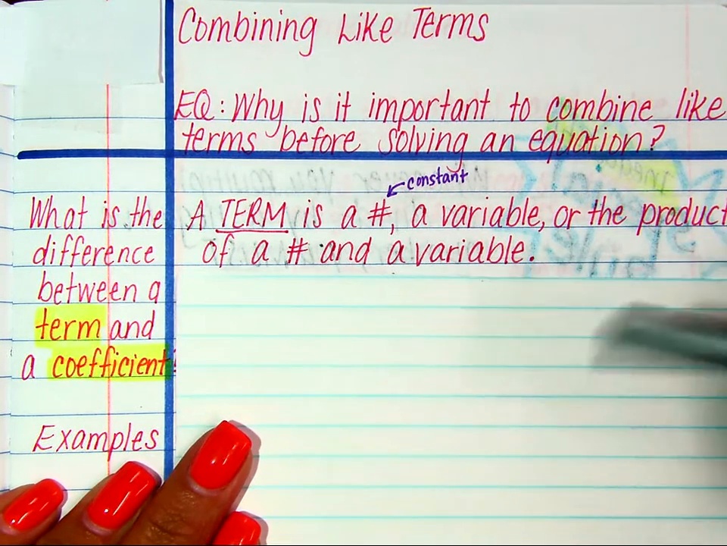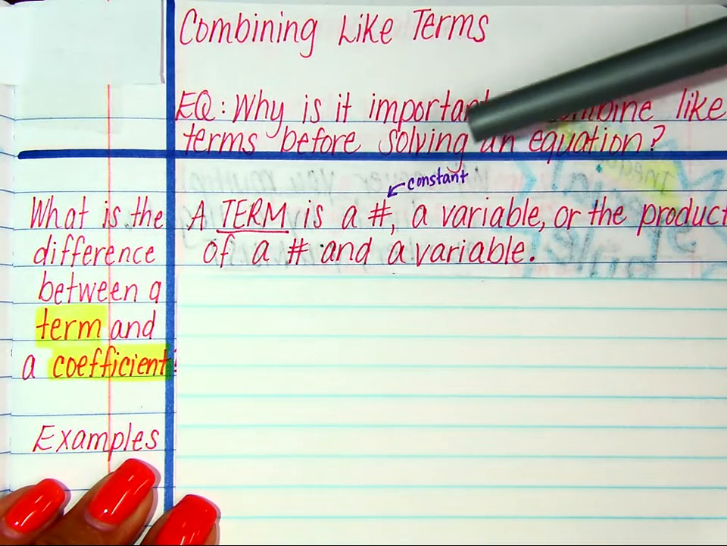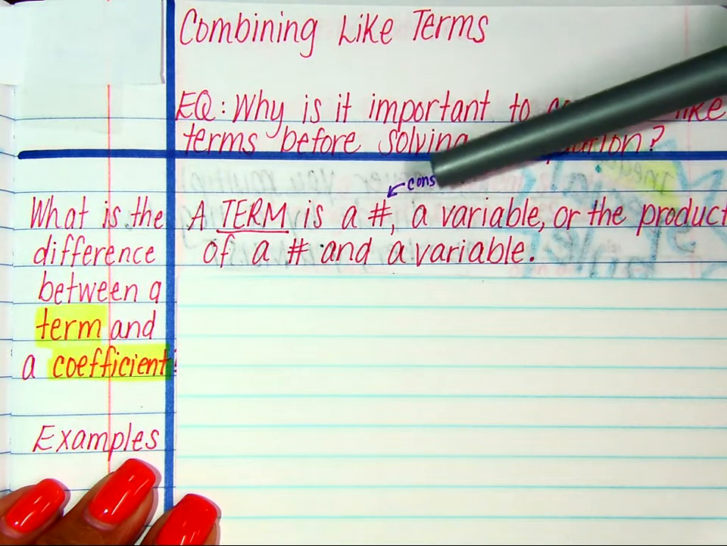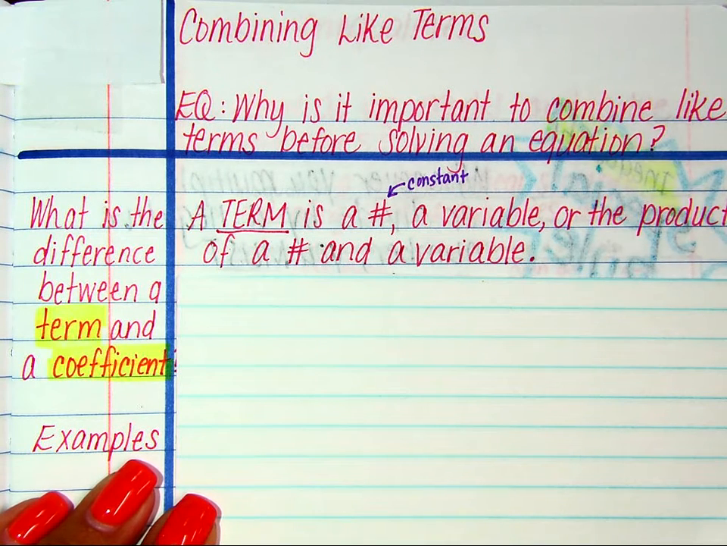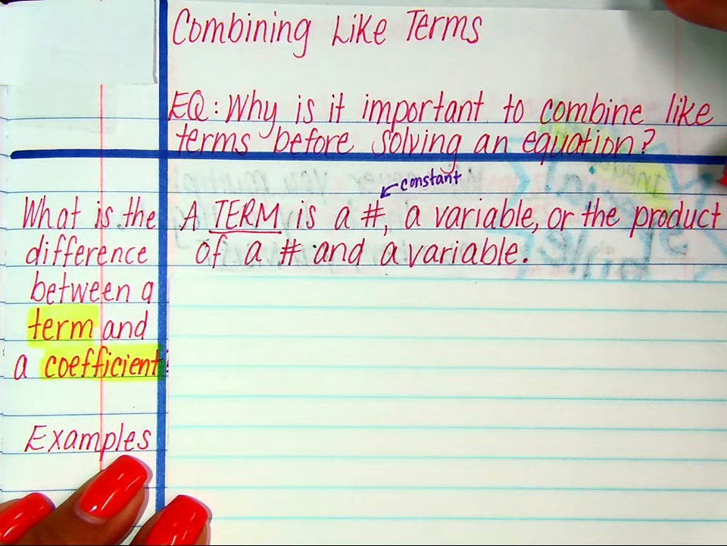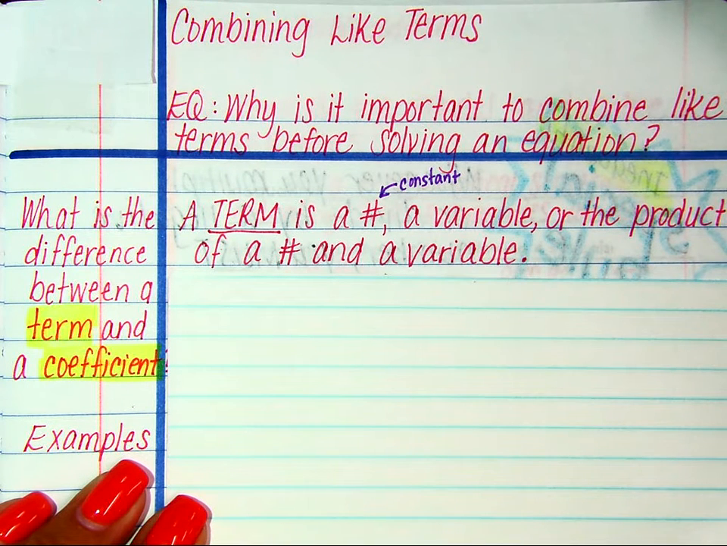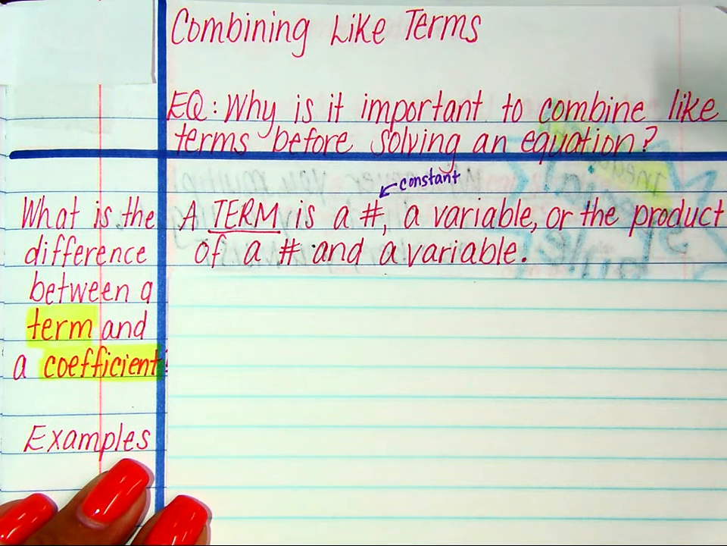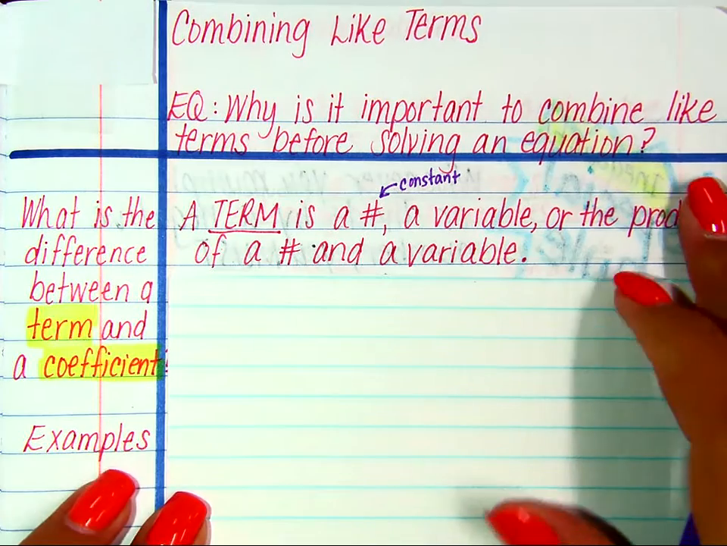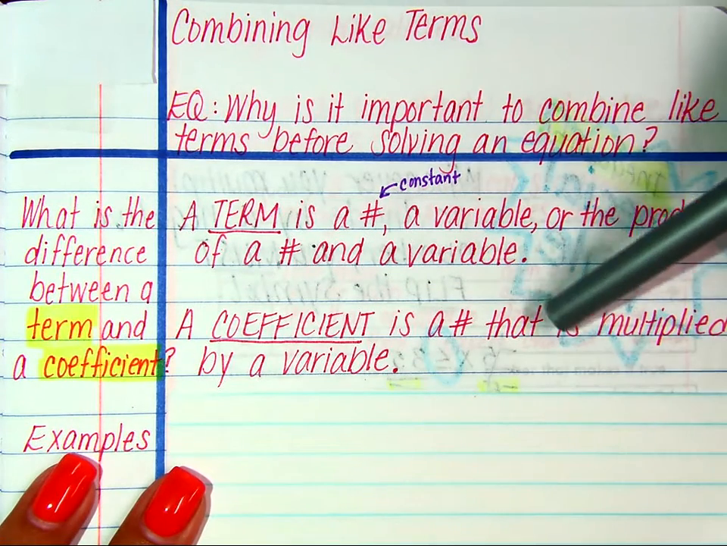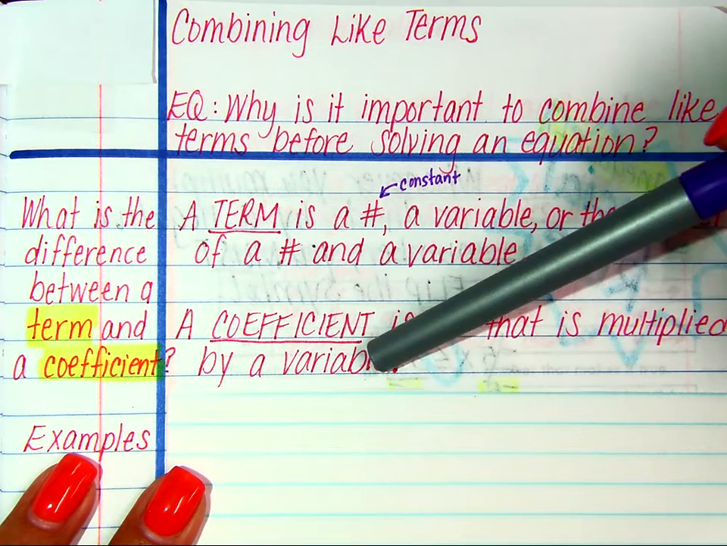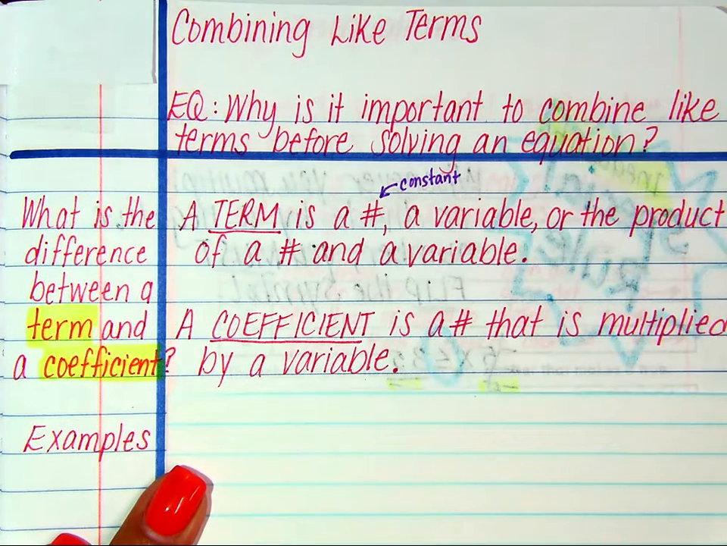Okay. A term is a number, which is generally called a constant, a variable, or the product of a number and a variable. So a term could be any of these things: a number, a variable, or the product of a number and a variable. A coefficient is a number that is multiplied by a variable. And I'm going to show you some examples. It's a little easier to understand the difference between the two when you can see them.